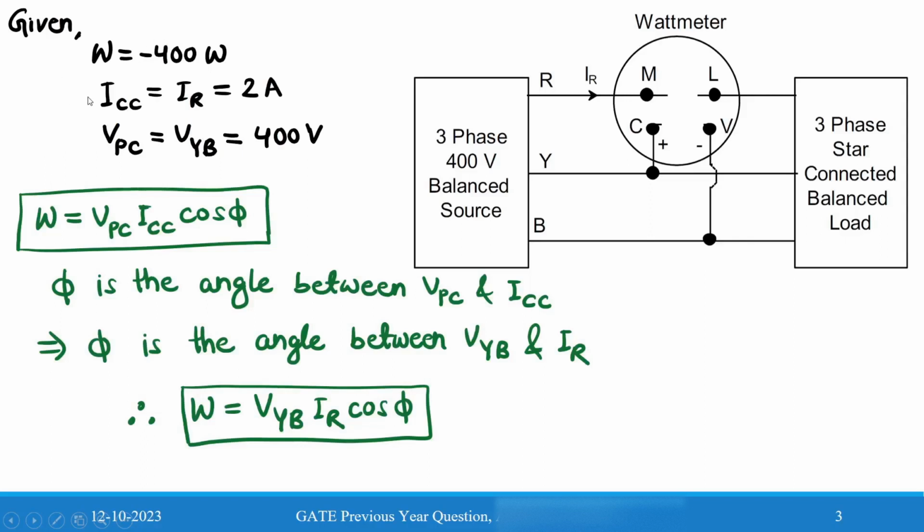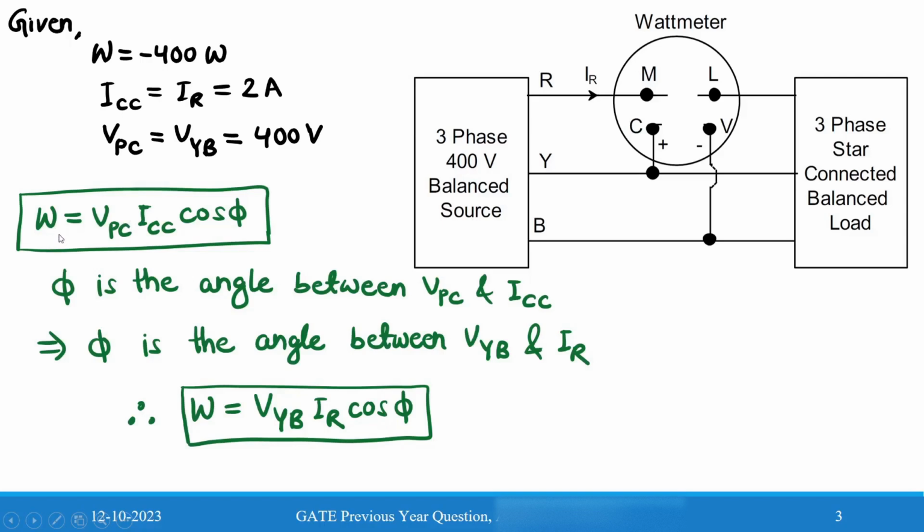Now let us solve the problem. What we are given here is the wattmeter reading, that is minus 400 watt, and the current measurement IR, which is ICC, is 2 ampere, the line current. We can see from the figure that ML represents the current coil and VC represents the potential coil. So the potential coil measurement is VYB, that is the line voltage, and we can say that it is 400 volt, as it is given that it is a three-phase 400 volt balanced source.